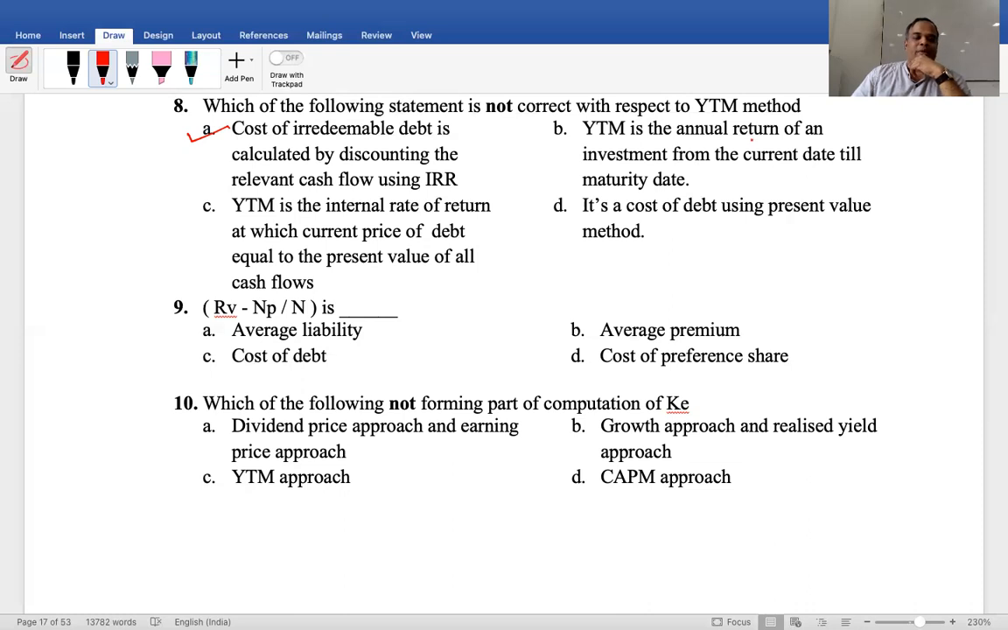RV minus NP divided by N is called average liability, average premium, cost of debt, cost of preference shares. Average premium. Good. Which of the following does not form part of computation of KE? Dividend price approach and earning price approach. Growth approach and realized yield approach. YTM approach, CAPM approach. YTM does not form part. These are all various ways of computing KE. YTM is for debt fund, not for KE.